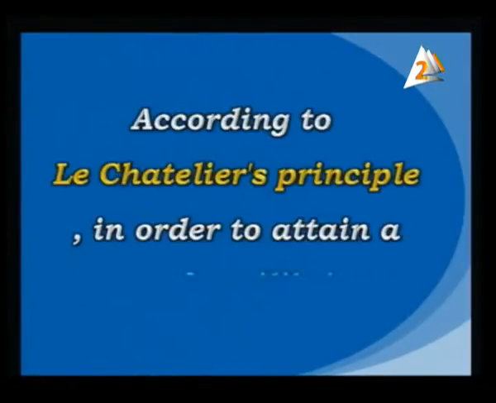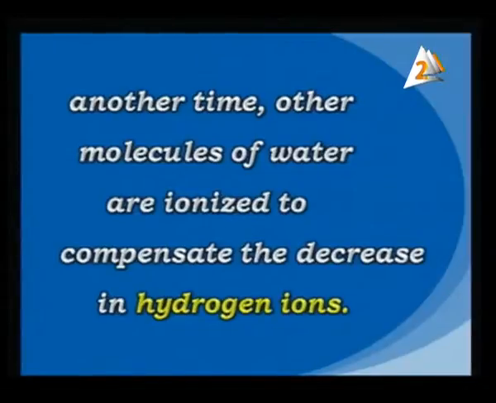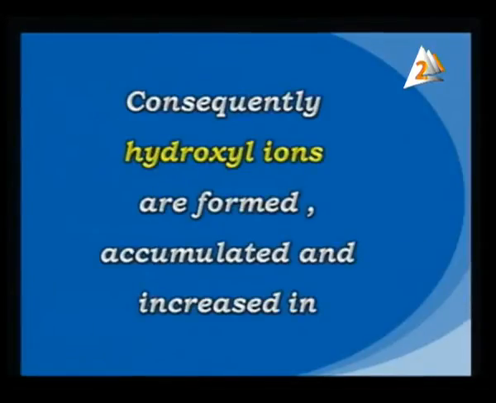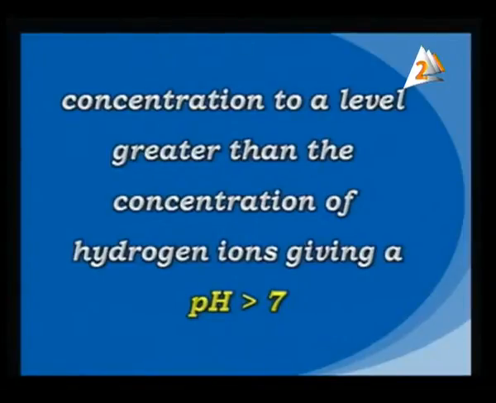My dear, according to Le Chatelier's principle, you remember, the system tends to restore a state of equilibrium. After that, other molecules of water are ionized too, to compensate for the decrease in hydrogen ions. Good, look at this. Hydroxide ions are formed and accumulate, increasing in concentration to a level greater than the concentration of hydrogen ions, giving a pH more than 7.